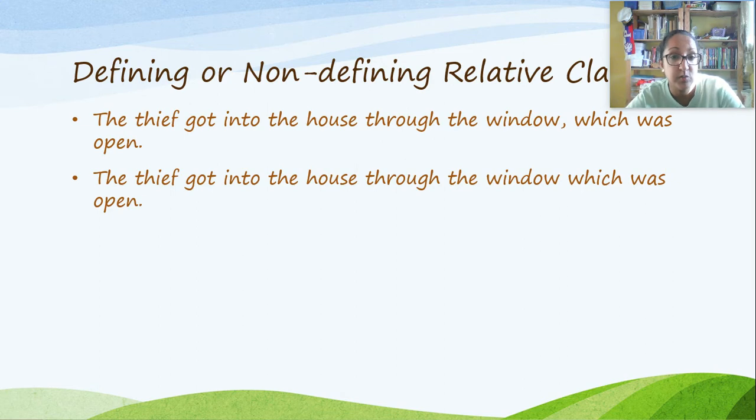The first sentence is a non-defining relative clause. The relative clause, which was open, is extra information. The thief got into the house through the window. So that means there's only one window in the house.